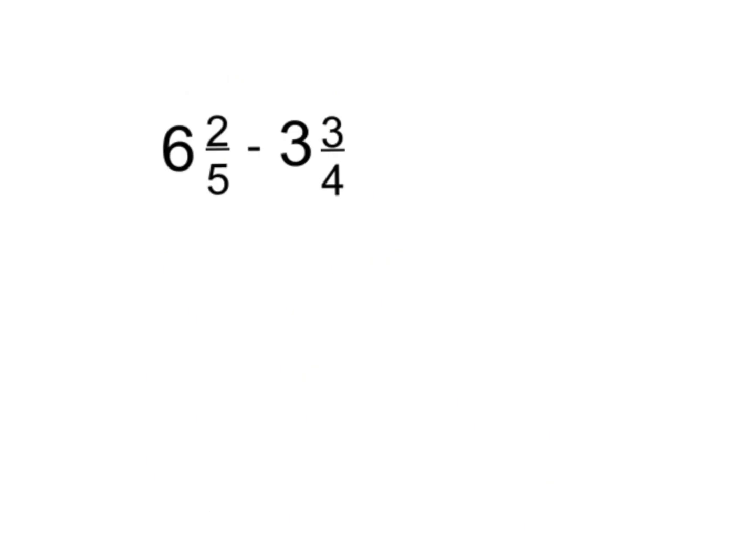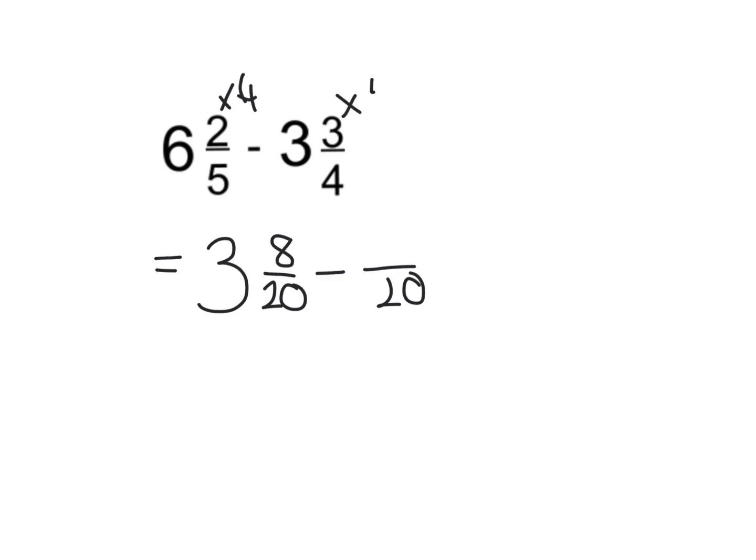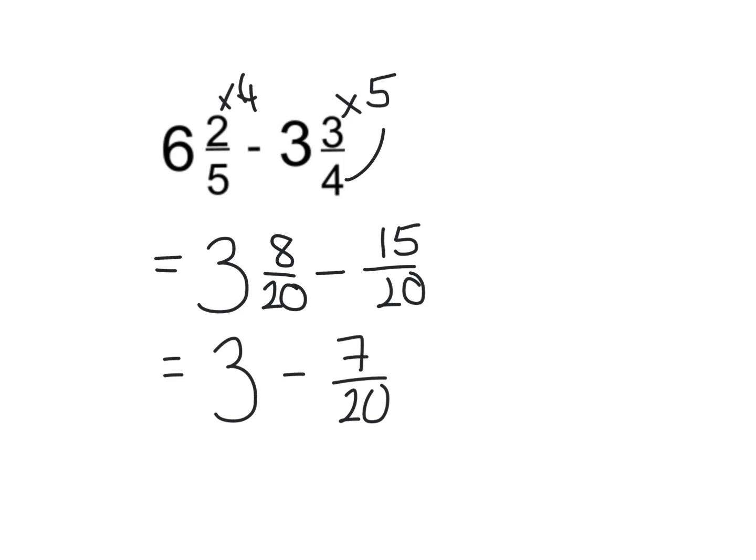Okay, for my final example, I'll just do one more like those tricky subtractions. So I'm going to do big 6 take away big 3 is 3. Fifths and quarters, well, the smallest number the 5 and 4 both go into is 20. I need to multiply this one by 4 because 5 times 4 is 20, so I've got 8. I need to multiply the second one by 5 because 5 times 4 is 20, so that will be 15. This leaves me with 3 take away 7 20ths because, sorry, 8 take away 15 is minus 7.